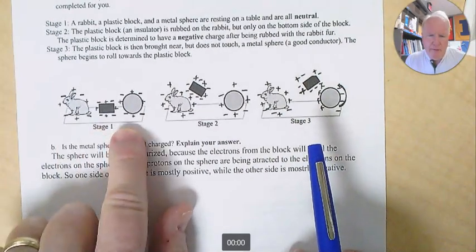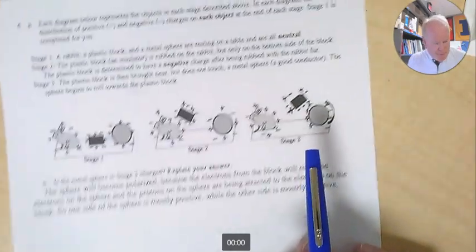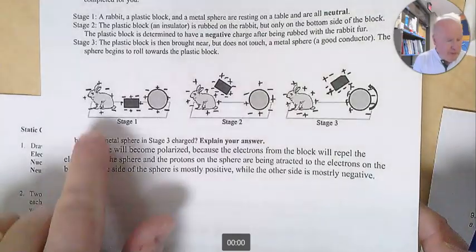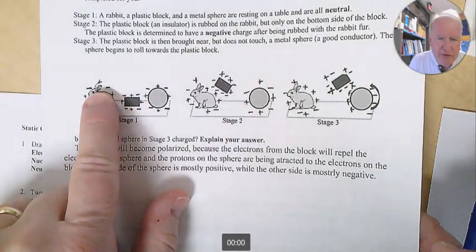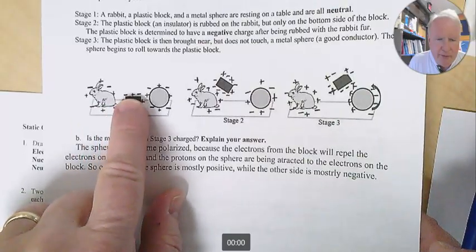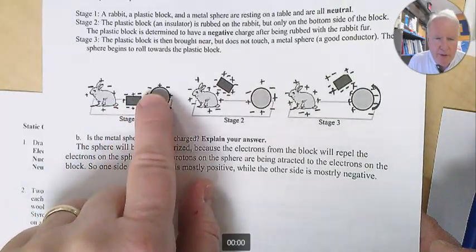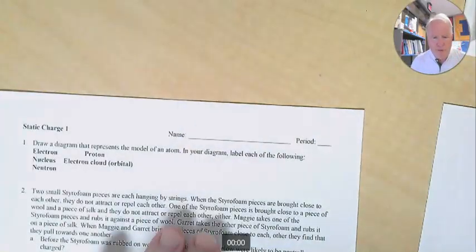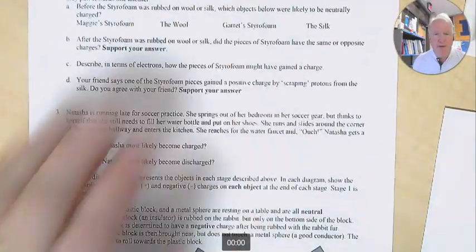And when we start out, they should all be the same. So everything should be the same charge. And so when we draw that right here, we see that we can have positives and negatives, but there's the same number around the rabbit, the same number around the piece of styrofoam, and the same number of positives and negatives around the sphere. Okay, and so that's normal charge.